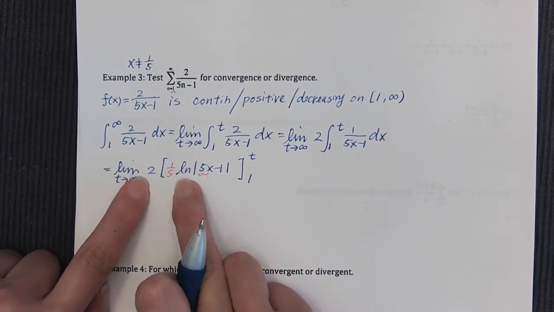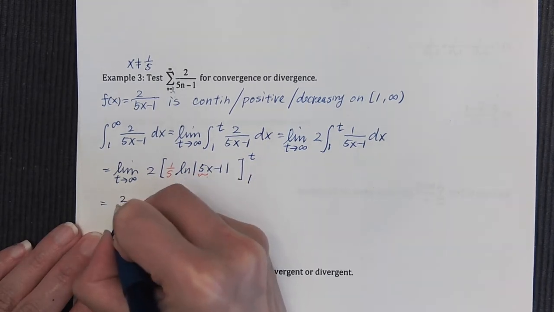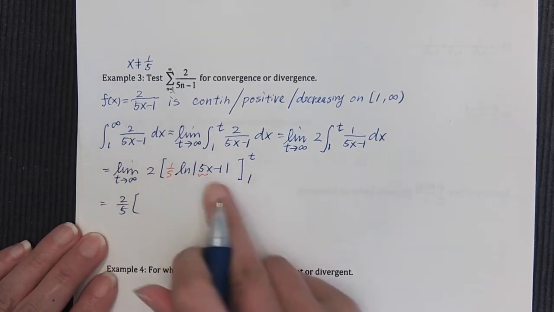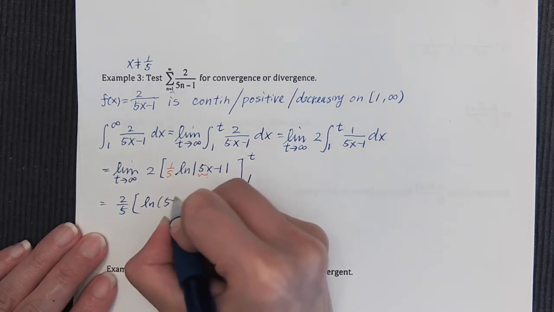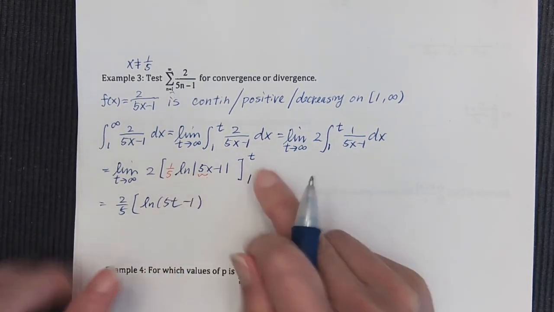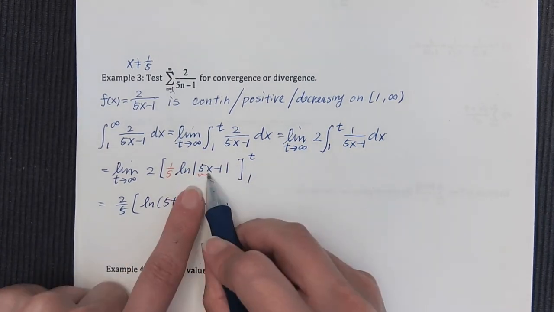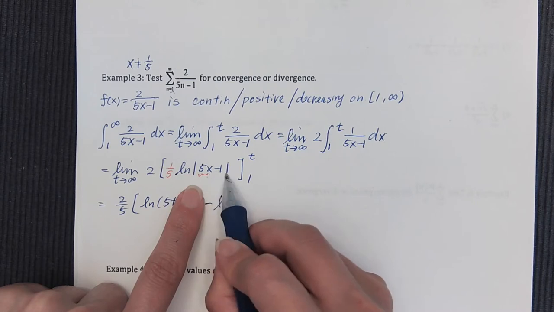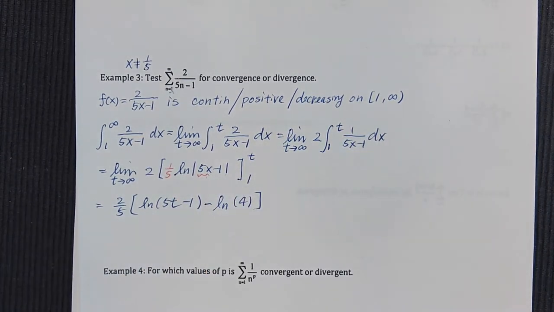Then just take care of the limit. 2/5 is a constant, so I don't need to worry about it. Then think about the natural log: I plug in 5t minus 1, right? Then subtract the natural log where I plug in 1, so 5 minus 1, that's 4.